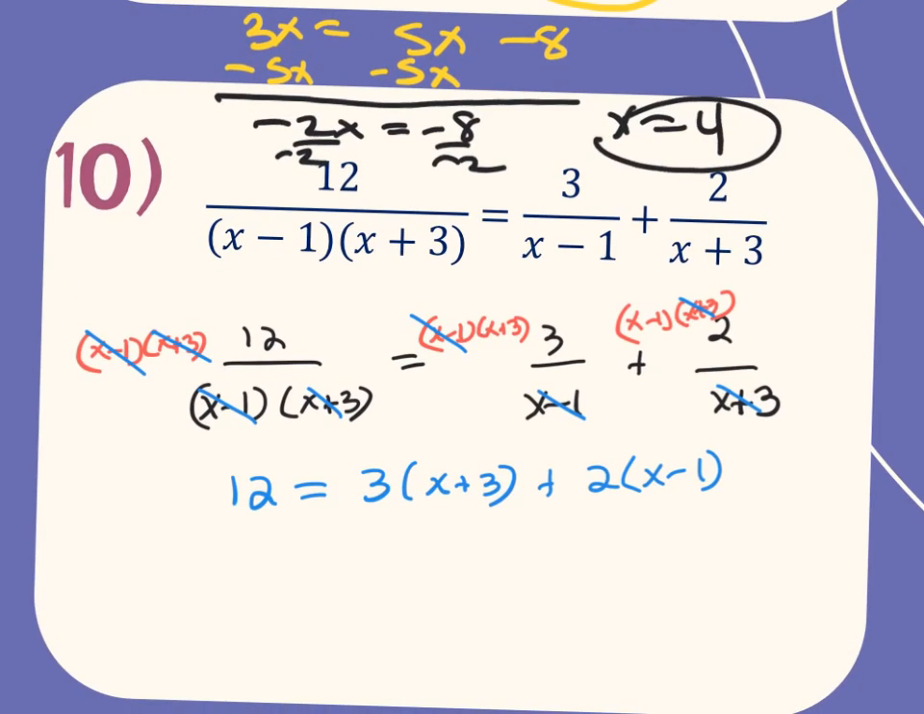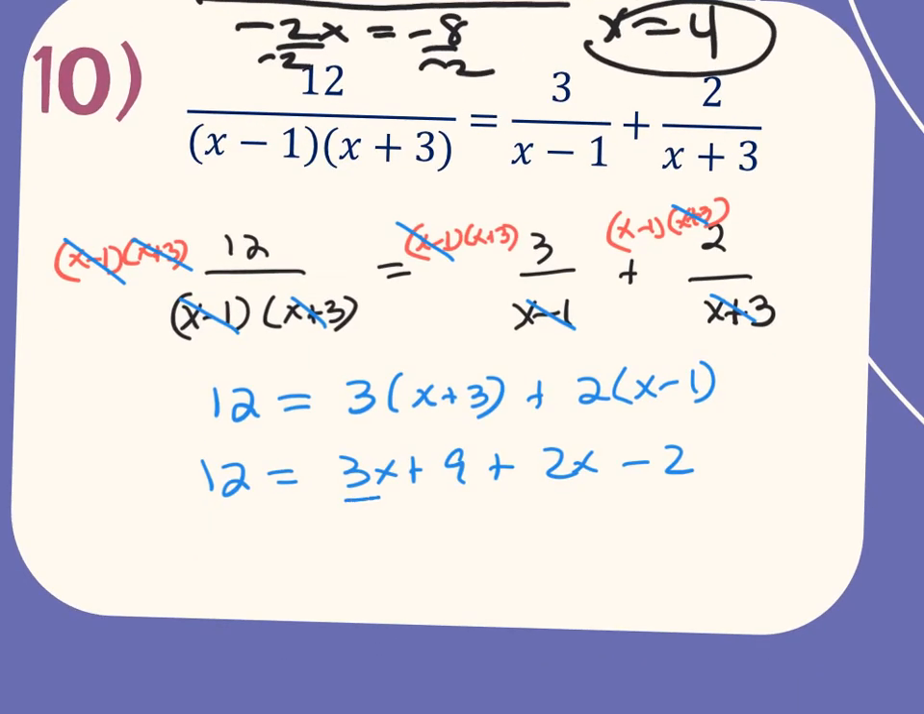So now I need to distribute 3 to the x, 3 to the 3, 2 to the x, 2 to the negative 1. Group my like terms. And then I have like terms here with the 9 and the negative 2. And now I can begin to solve. Subtract 7.